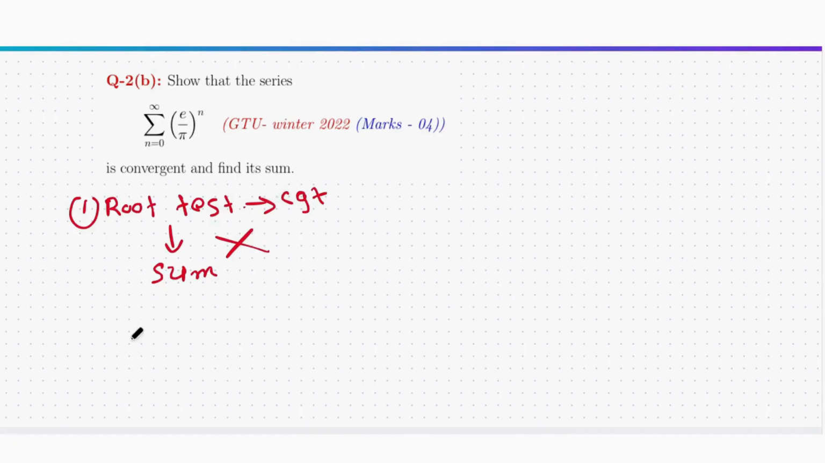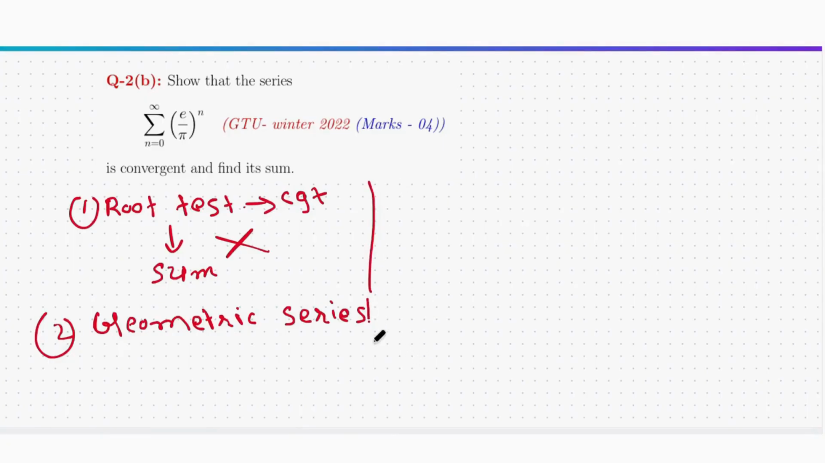So that's why, second, since the power n is given, we can think of a geometric series. We have to check whether the given series is a geometric series or not. And if the given series is a geometric series, then using the concept of geometric series, we find the convergence and also find the sum of the series. So now let's start.